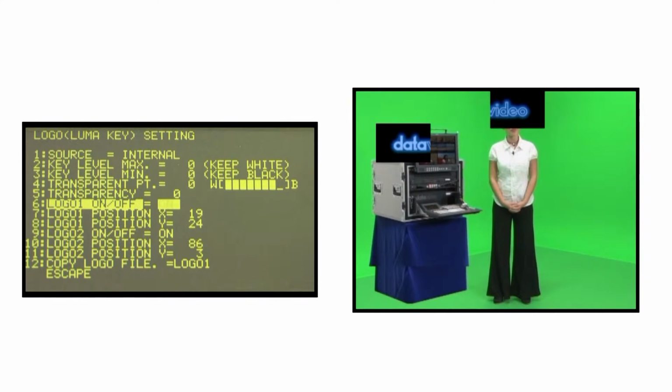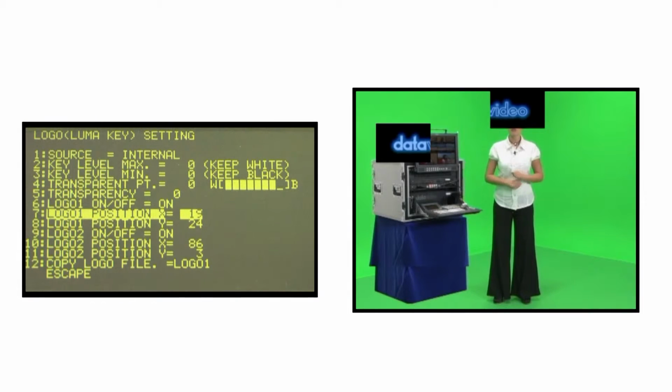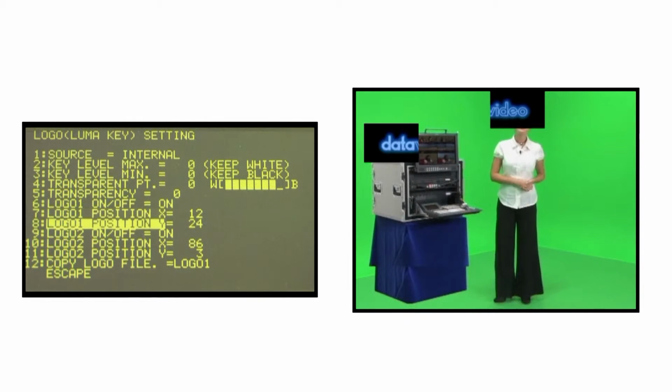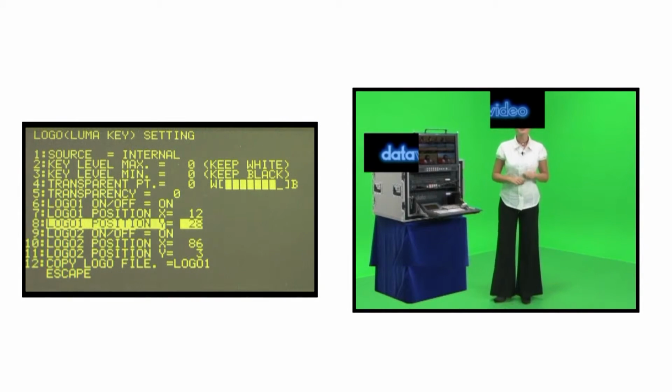But how do we combine the two as one main item? 1. Move the cursor to Logo 1 Position X item and adjust the position of Logo 1 and select a value between 1 to 147. 1 is the rightmost position, 147 is the leftmost position. Here, we will set it to 12.